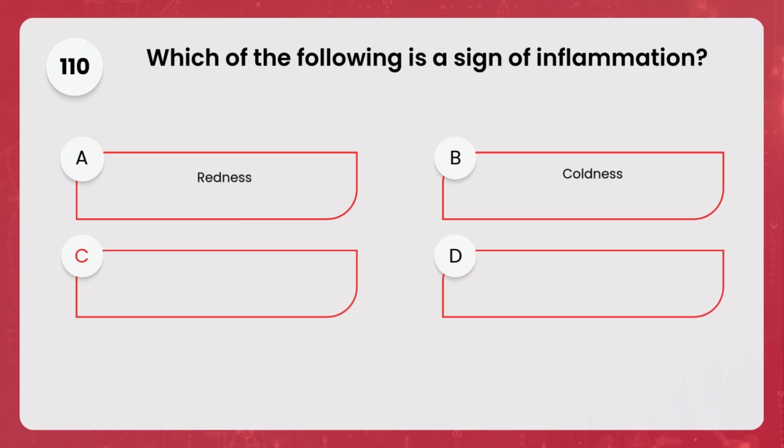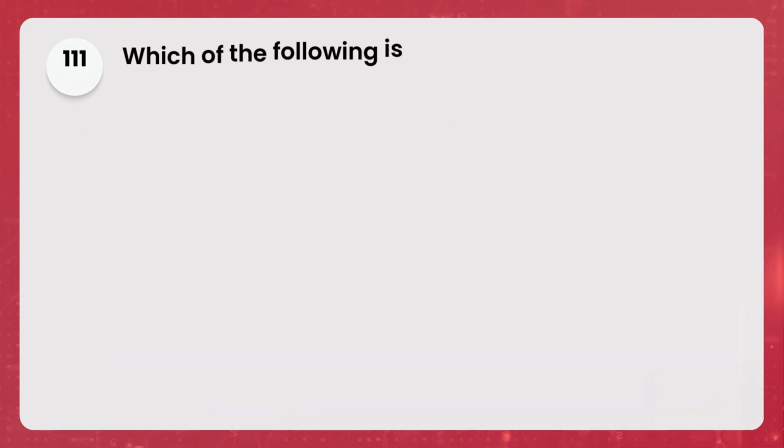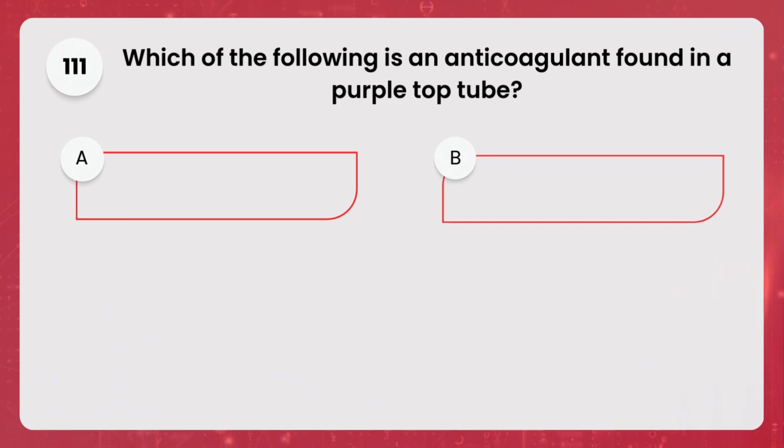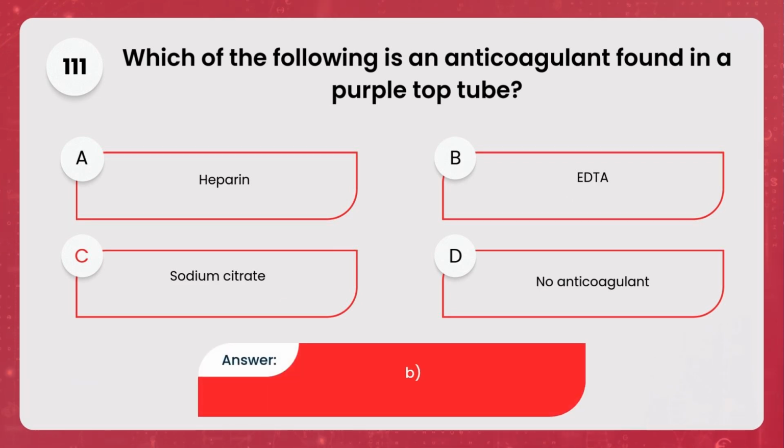Number 110. Which of the following is a sign of inflammation? A. Redness, B. Coldness, C. Pallor, D. Cyanosis? The answer is A. Redness. Number 111. Which of the following is an anticoagulant found in a purple top tube? A. Heparin, B. EDTA, C. Sodium citrate, or D. No anticoagulant? The answer is B. EDTA.